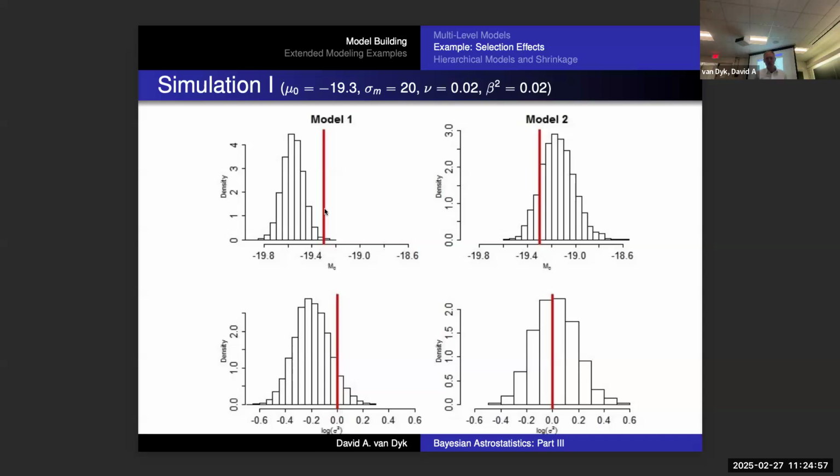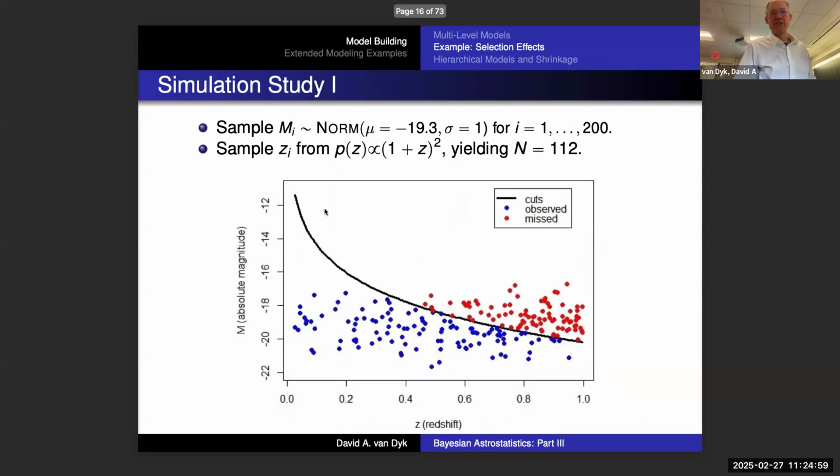But if you think about it for a moment, you can convince yourself that it is generally the case, because whatever this curve looks like, we're going to be disproportionately missing some of the dimmer supernovas. The scale is confusing, but you're going to have more values that are lower. So we're going to underestimate the absolute magnitude.